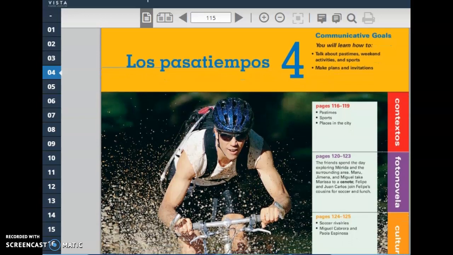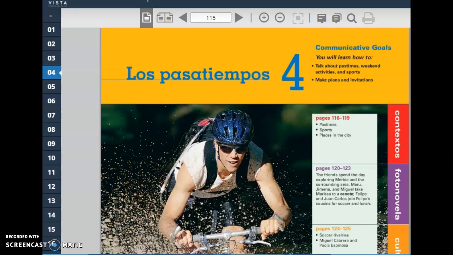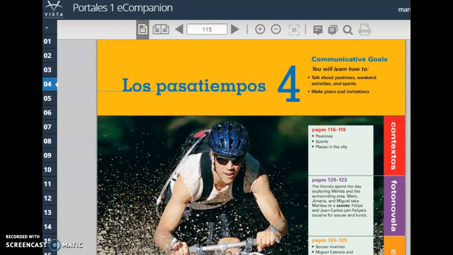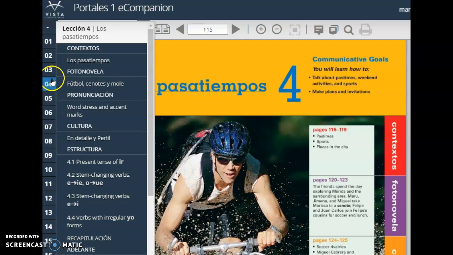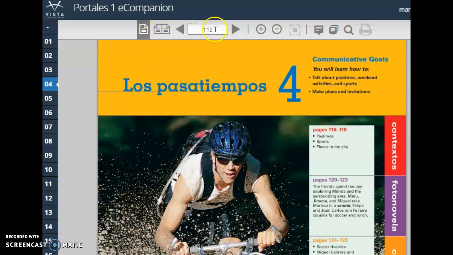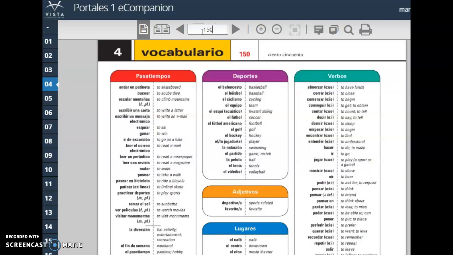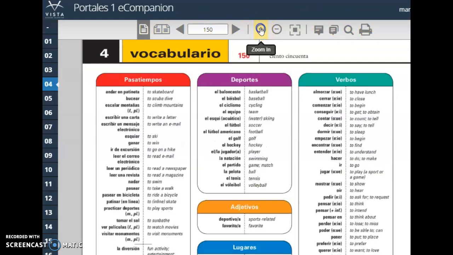So as you can see, this is our lesson 4. And as always, I strongly suggest you to go look at your book. This is our e-companion, lesson 4. And then if you want to go to the full vocabulary list, you can go to page 150 and you're going to find the whole vocabulary list that we are focusing on for this unit.